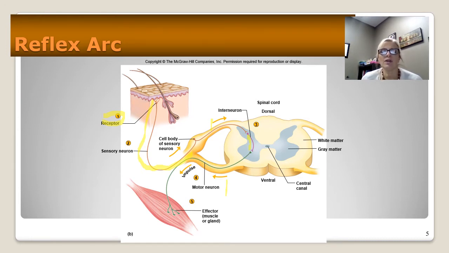So sensory going in. An interneuron can be used. It's not always used. It's the go-between. And then motor or efferent exit is going to cause the effect. It's going to go to the muscle or gland, the effector, and tell that muscle, hey, we're cold, we need to shiver. This is an example of a reflex with an integration center here at the spinal cord level.